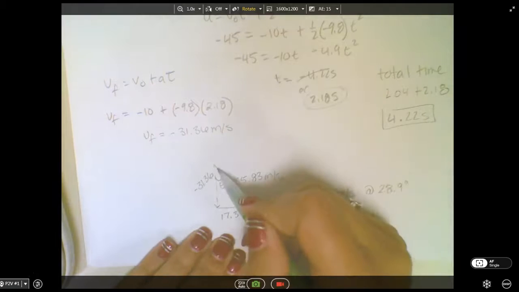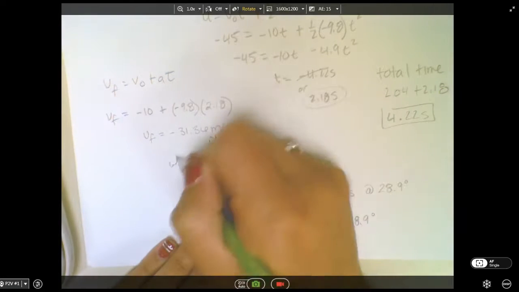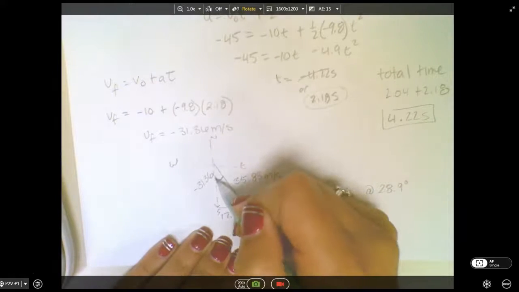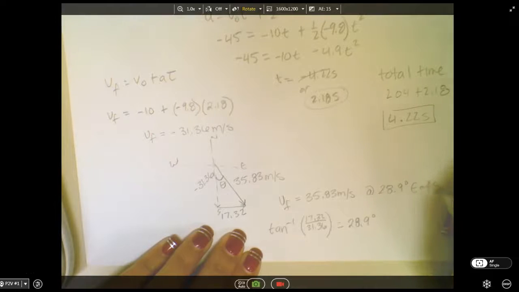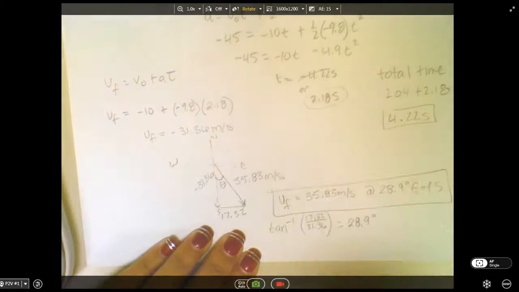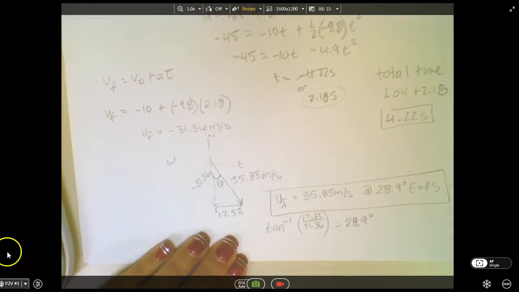And I would say that if this were my north, east, west, south, then that's 28.9 degrees east of south. So this is my final answer for part B. Okay, so then let's move on to part C.